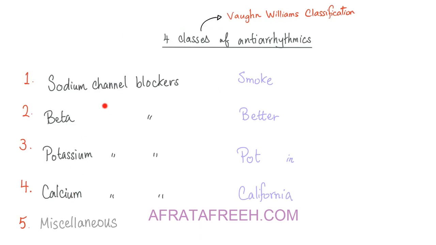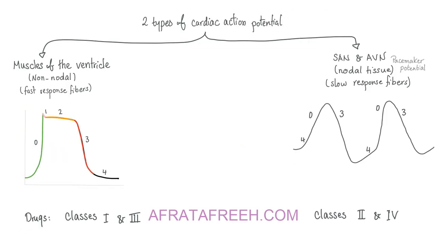These are the four classes of antiarrhythmics. You can add class 5, which is miscellaneous, such as adenosine and digoxin. We have two types of action potential. We have the muscles of the ventricle and the nodal tissue, SA node and AV node. These are totally different. The muscles of the ventricle are known as non-nodal. They are also known as fast response fibers. These are known as the slow response fibers. This is the pacemaker potential. As you see here, they look different.